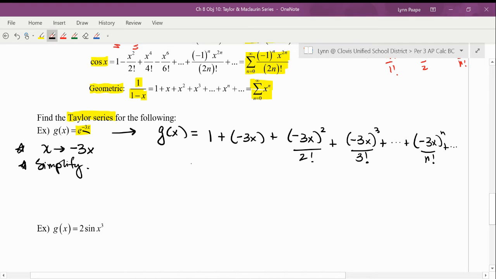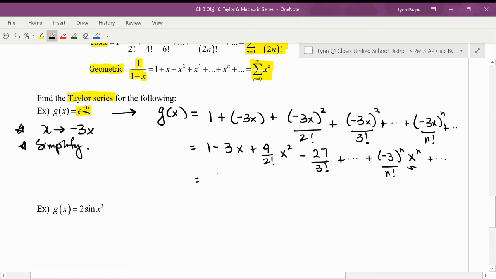So I will have 1 and then minus 3x, and then negative 3 squared would be 9, right? So that would be plus 9 over 2 factorial, because I want to get that coefficient. And then over here, oops, that'll be a minus, so let me erase that. And then here I'll have negative 3 cubed, which is negative 27. And then that will be over 3 factorial, and then dot, dot, dot. And then this will become negative 3 to the power of n, x to the n over n factorial. So I'm trying to keep that x term a little bit isolated there.